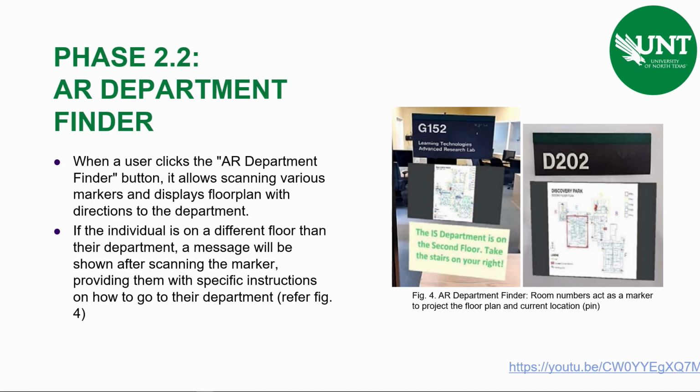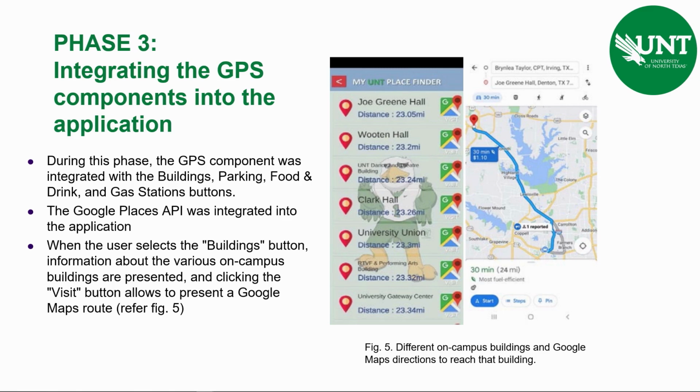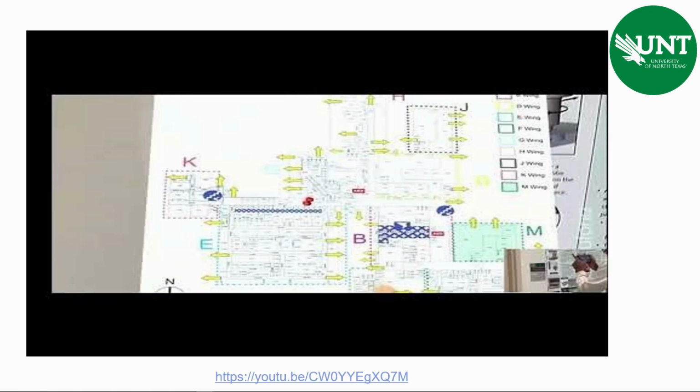This one is showing the department finder. The image shows that the department is on the 2nd floor, so you have to take a staircase on your right in order to go there. And then it highlights where you are. The second image is showing the pin where you are as well. This is looking into the GPS aspect and finding the buildings, the parking structures, the food and drink places around, as well as gas stations.